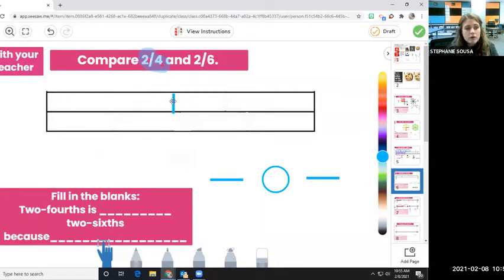I know that fourths are 4 parts and 4 is an even number. So I'm going to start by splitting it in half. I'm going to look at that line and put it in about the middle.